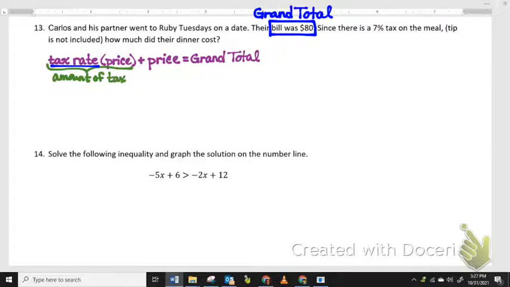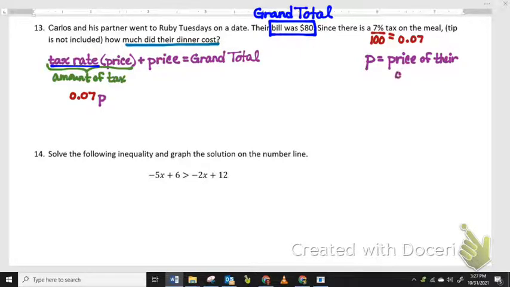7% tax, we still know that. That's exactly the same as before, so I have to take my 7, divide it by 100, so that I get my tax rate, 0.07. We do not know the price of the dinner. So now, that's the piece that we're looking for. So I'm going to put 0.07 in the place of the tax rate. And I'm going to let the letter P stand for the price of the meal. And I'm going to put that off to the side. P equals the price of their dinner.